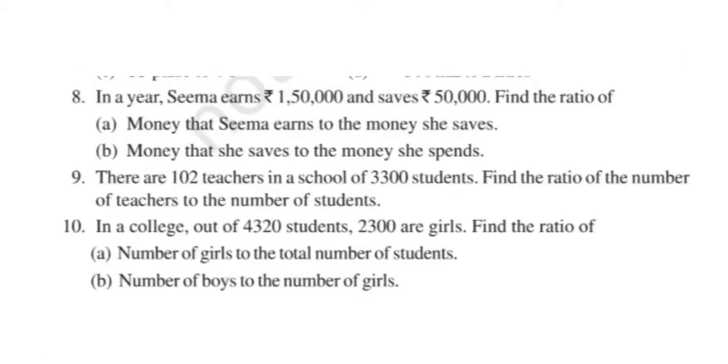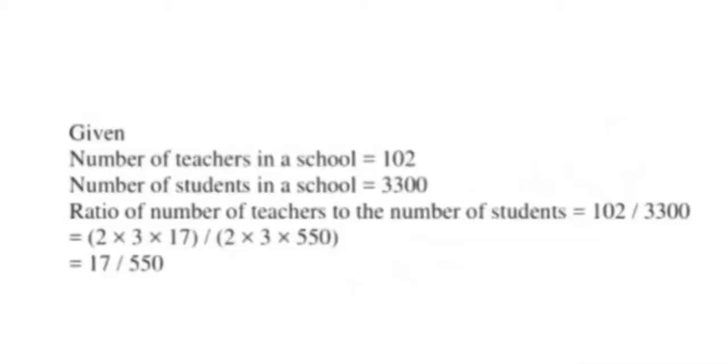Now see question number 9. There are 102 teachers in a school of 3,300 students. Find the ratio of the number of teachers to the number of students. So see the solution. Here the number of teachers is given 102 and the number of students is given 3,300. So the ratio of the number of teachers to the number of students will come 102 ratio 3,300. And when we simplify, it will come 17 ratio 550.